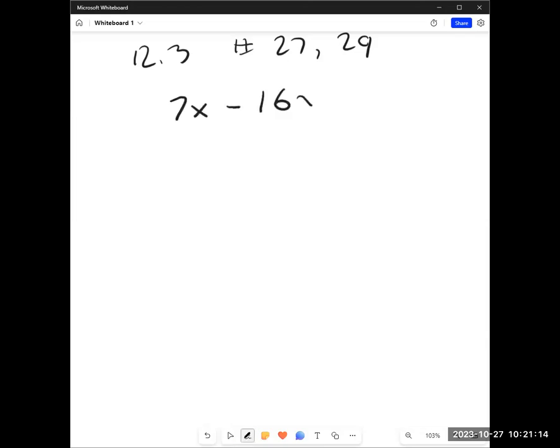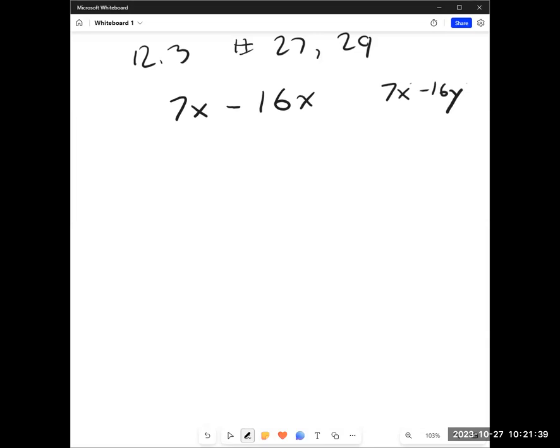So for instance, these are like terms because they both have just an x raised to the first power. I wouldn't, for instance, be able to add if this was 7x minus 16y, even though they're both first degree, the variables don't match. So I can't combine them unless the variables are the same and the exponents are the same.